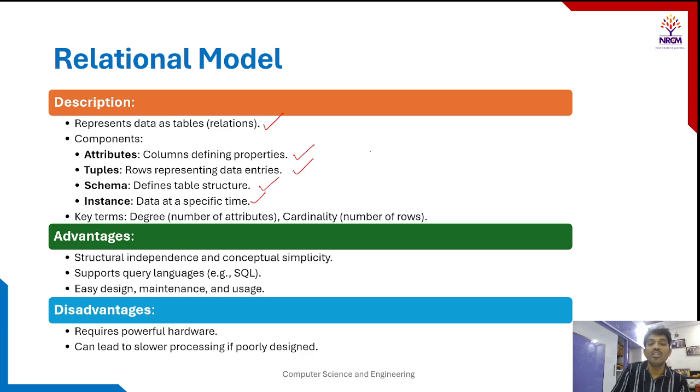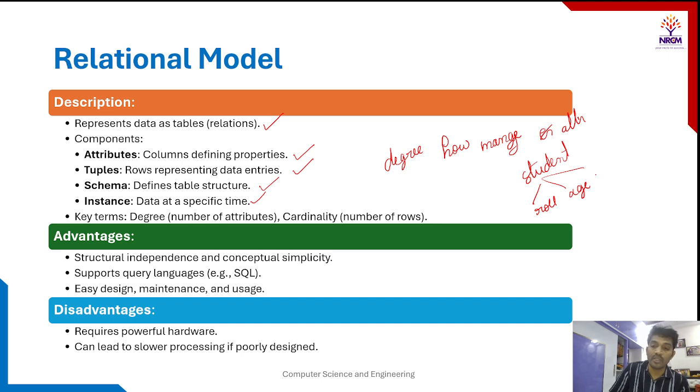Key terms: degree. What is a degree? Degree defines how many attributes are there for the given entity. For example, if you consider the student, it contains roll number, age and address. If you consider these three attributes, the degree of the student entity is 3 because it contains 3 attributes.